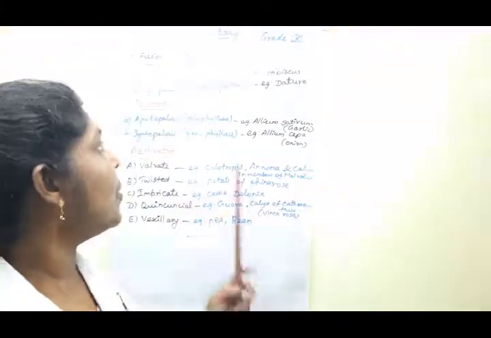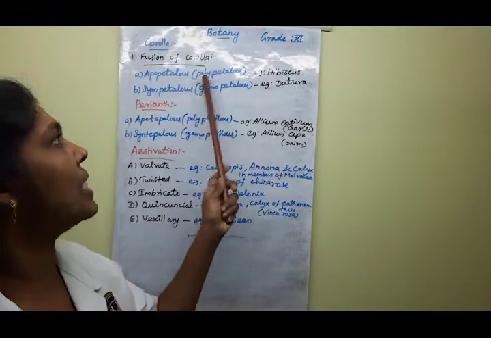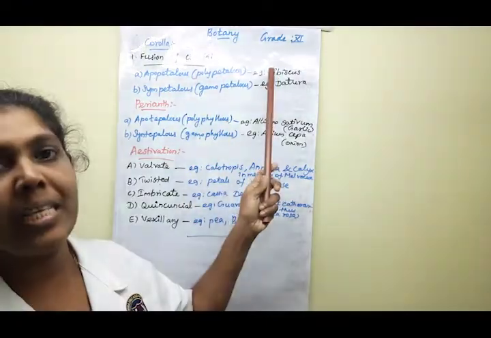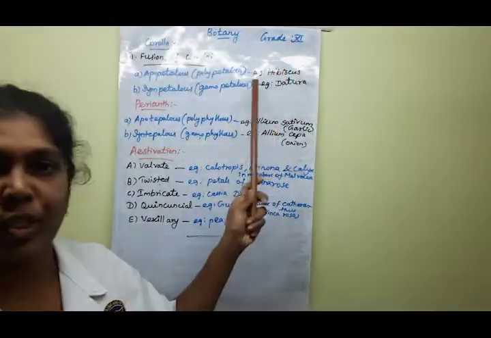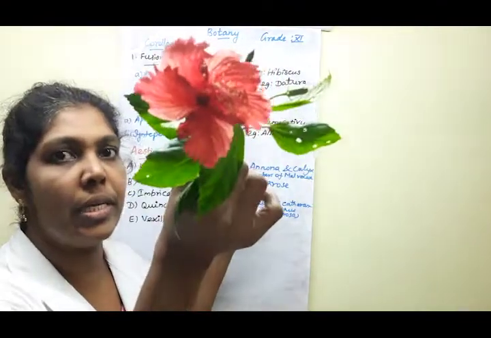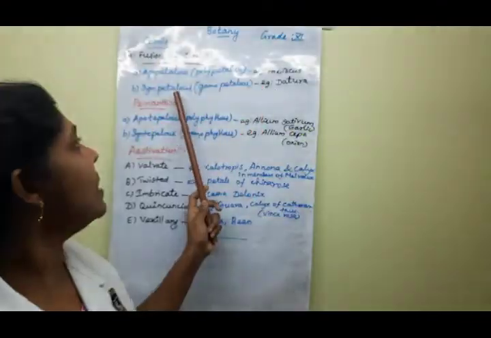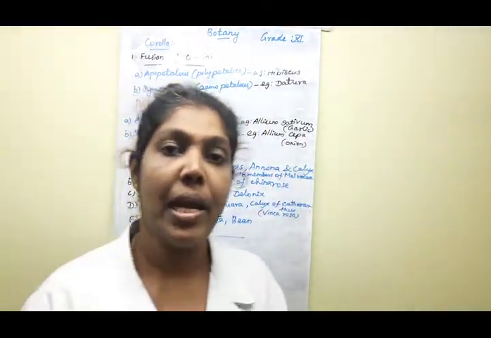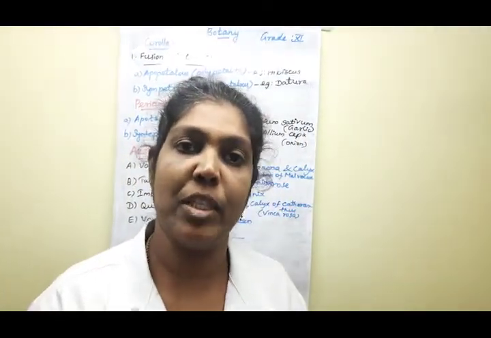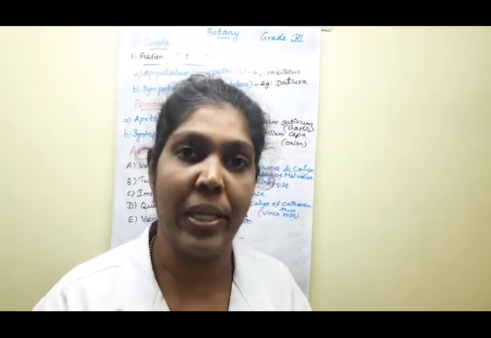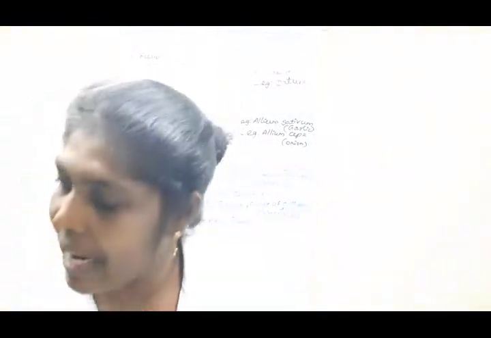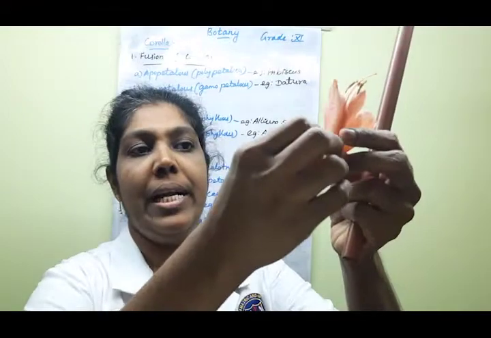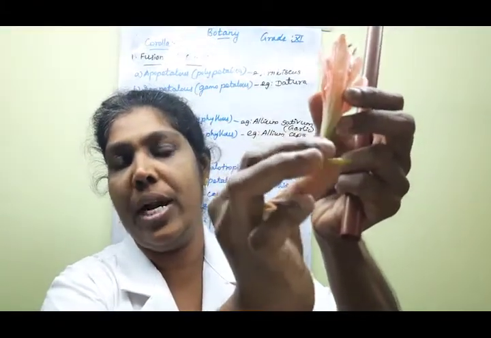So a good example of the species for apopetalis is hibiscus. You know this. Clear? Yes. The next one, sympetalis, the species name is Datura. Already I said the specimen name is Datura metel. So this one is the gamopetalis arrangement. The petals are united in form.